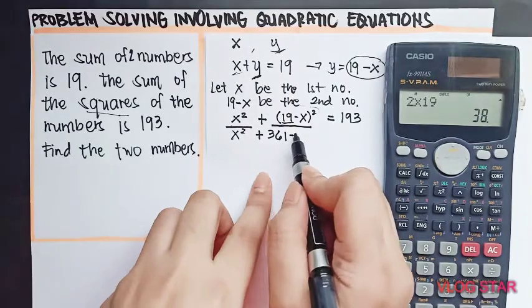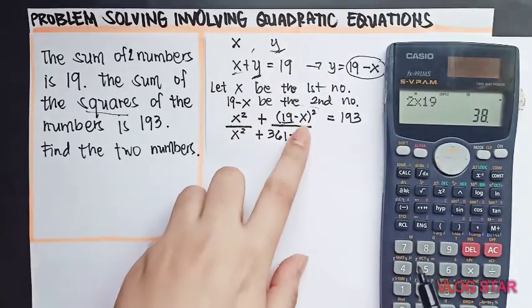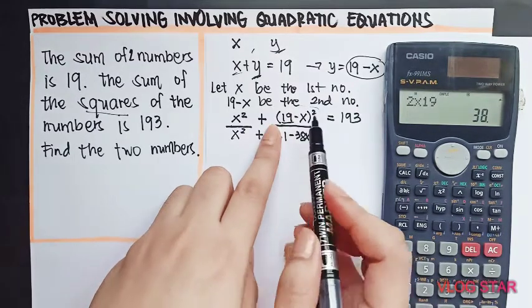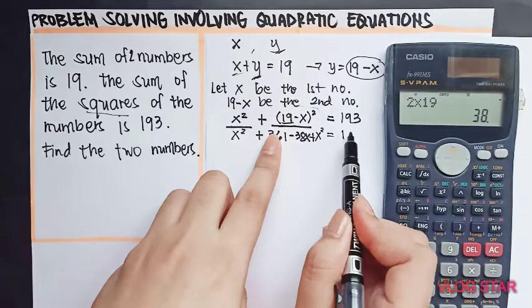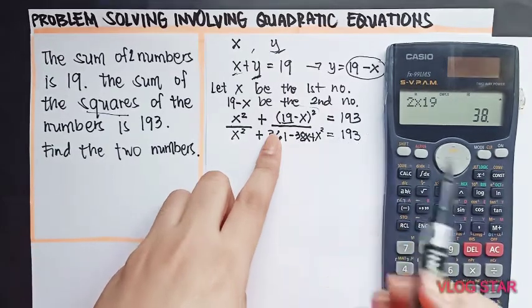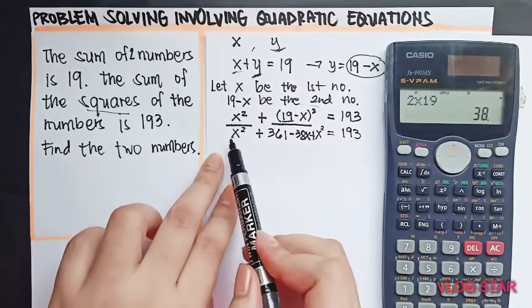So it's negative 38x. And then square the second term. Square of negative x is x squared. And then copy 193. So let's combine like terms here.